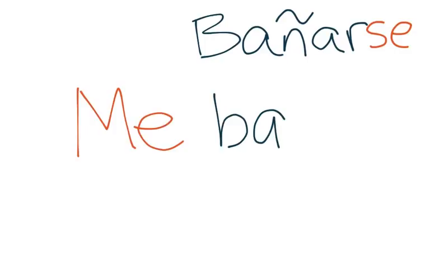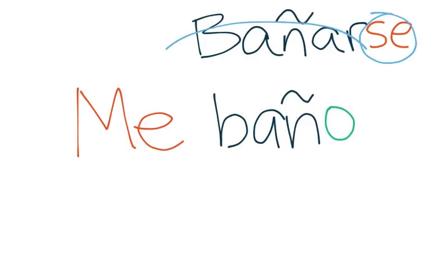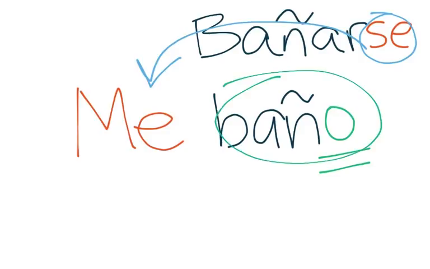baño, you have taken the se off, put it out front to show who it's happening to, and then you still conjugated baño because I'm the one doing the bathing and I'm bathing myself.